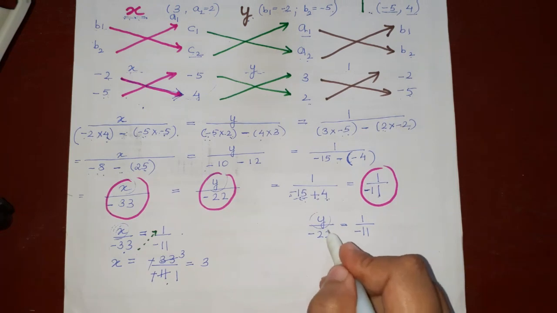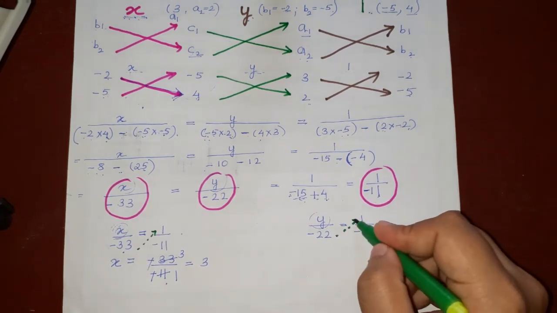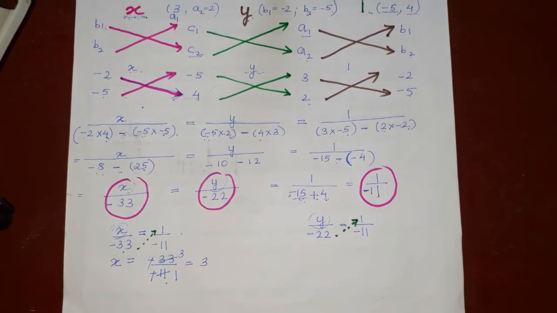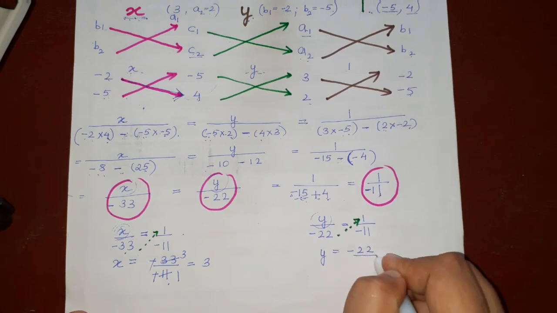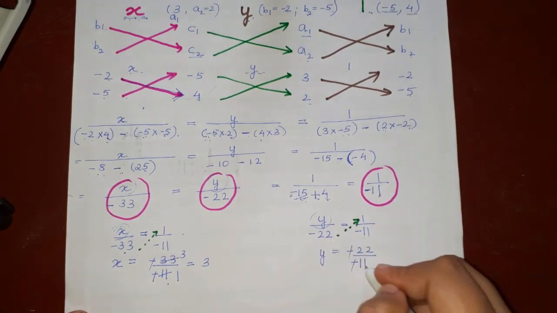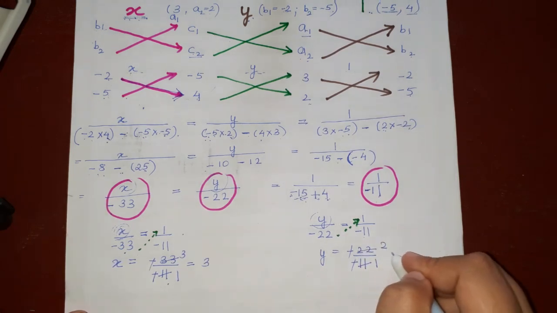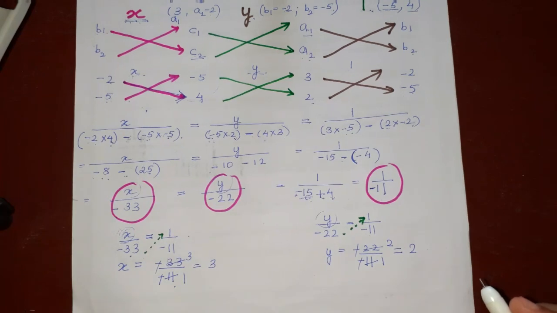Similarly here, the 22 will go on top. So it will become y equal to negative 22 upon this remaining number negative 11. Minus minus again will go, 11 1s are 11, 11 2s are 22, and the value for y that we get is 2. So in this manner we can find the values for the variables.